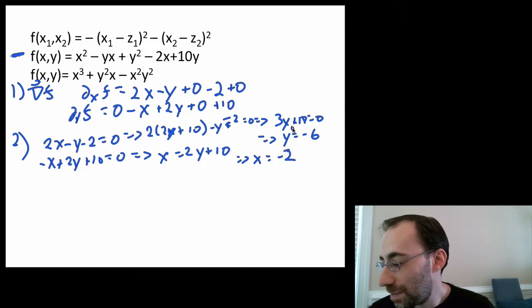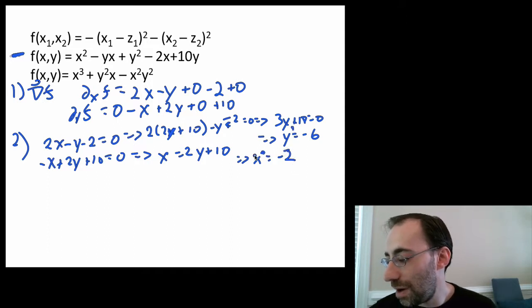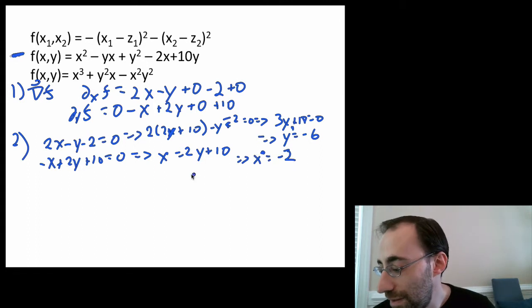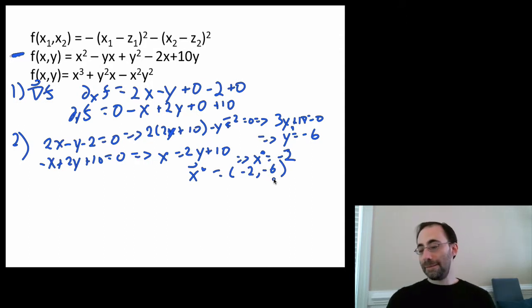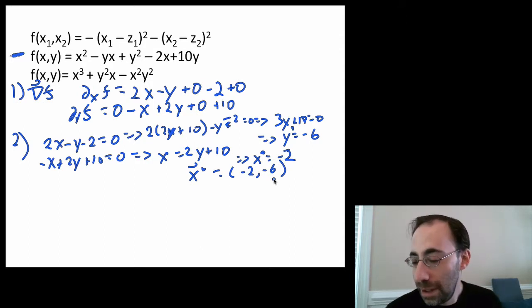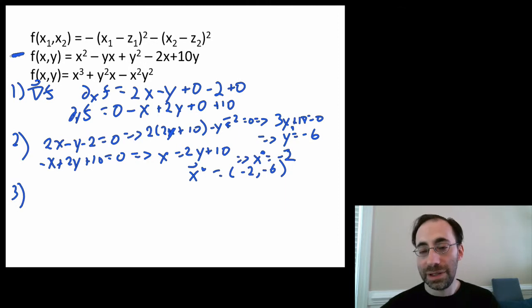I'll put the stars back on there. So the critical values are, the critical vector here, x star vector, is equal to negative 2 and negative 6. There you go. So that's step 2. Step 3. What's the Hessian?